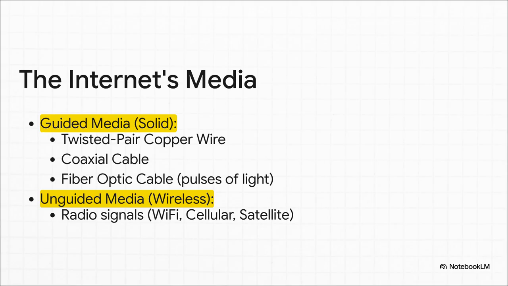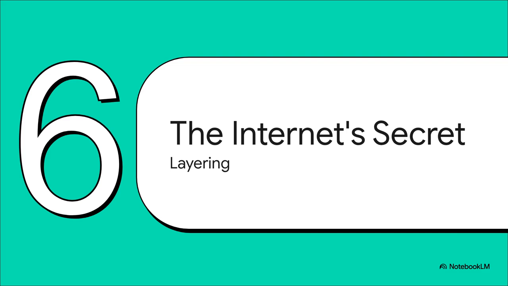And then you have unguided media, which is just a fancy way of saying wireless. Radio waves carrying your Wi-Fi, your cell signal, and satellite data right through the air. Okay, we've got hosts, links, switches, protocols. This whole thing is an incredibly complex system. So how on earth do you manage it all?